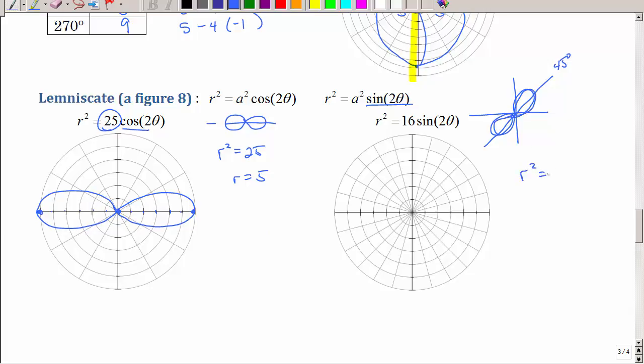So let's see here. We have r squared is 16, so r is 4. Where's our 45 degrees? Right here. The pole, 1, 2, 3, 4. That's all there is to it. So that does involve a bit of memorizing.